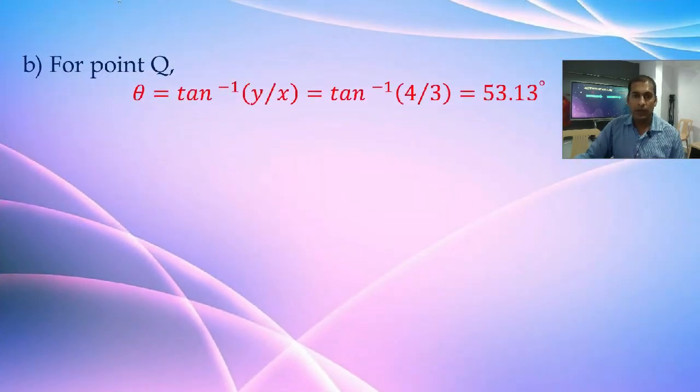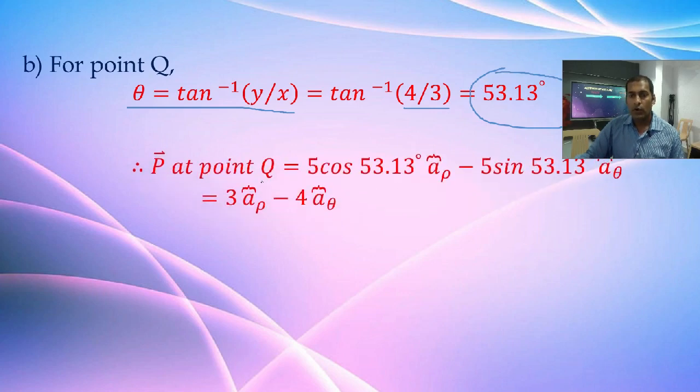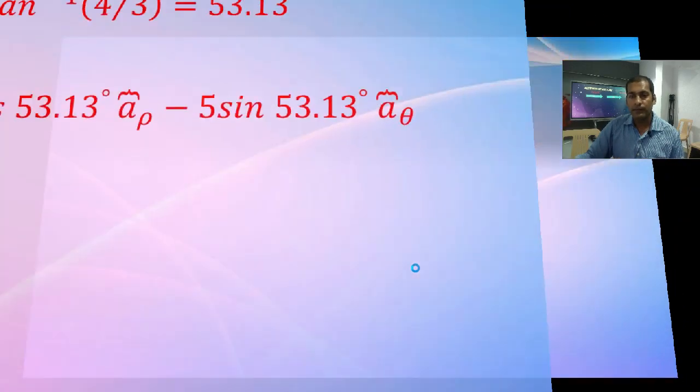Now second part, for point Q. For point Q, theta is equal to tan inverse y by x. So y by x is 4 by 3. If we solve this, we get 53.13 degrees. So the vector at Q will be y cos theta, we keep the value of theta, then minus sin of theta. After solving this, we get 3 AR cap minus 4 A theta cap.